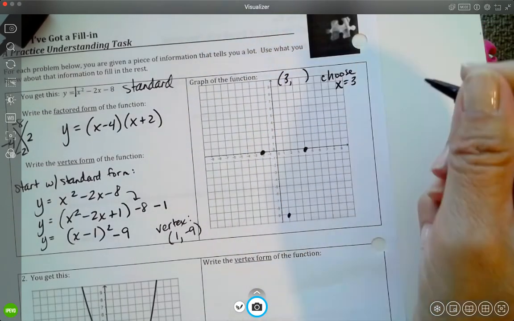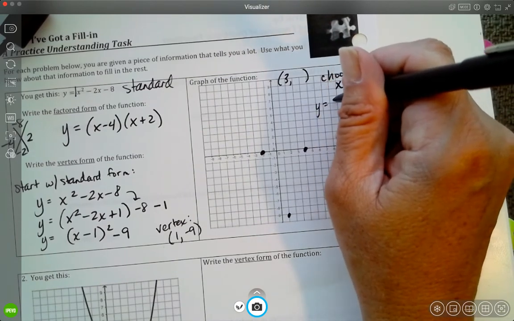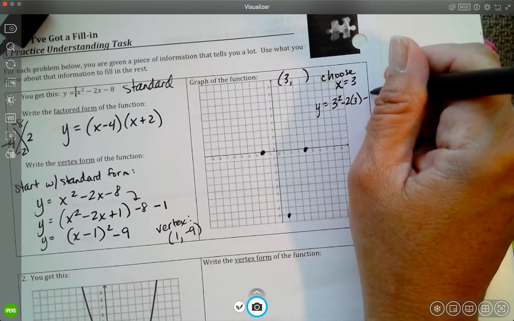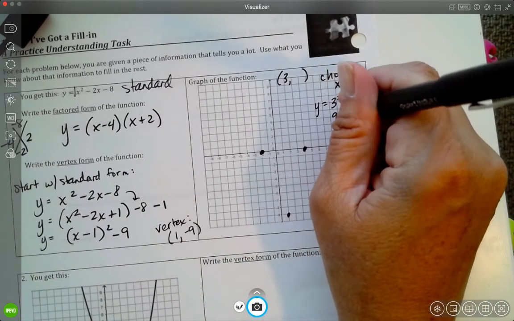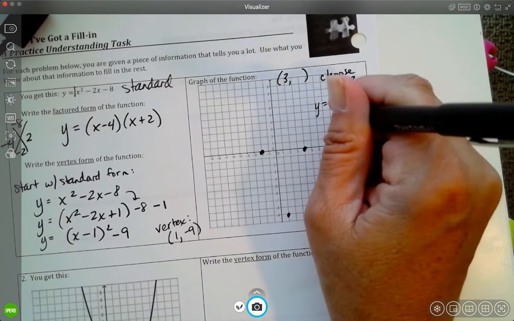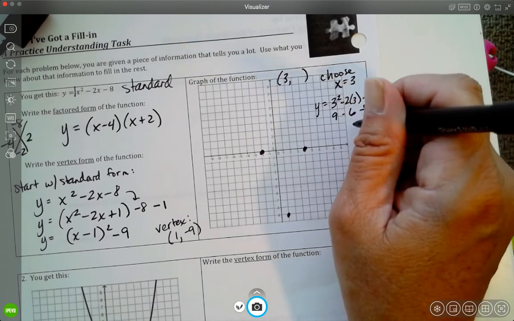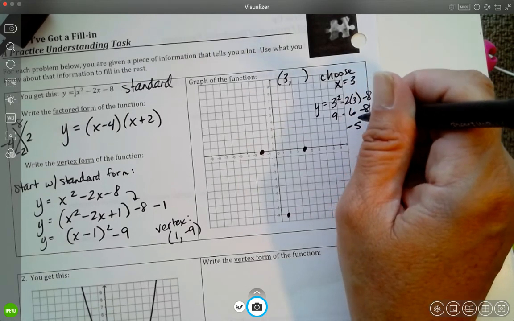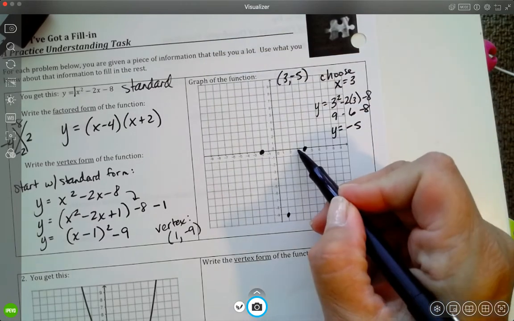Okay, so y equals 3 squared minus 2 times 3 minus 8. Okay, so it's 9 minus 6 minus 8. And I have -5, right? Yeah, -5. So y equals -5. All right, so I'm going to go ahead and plot 3, -5.